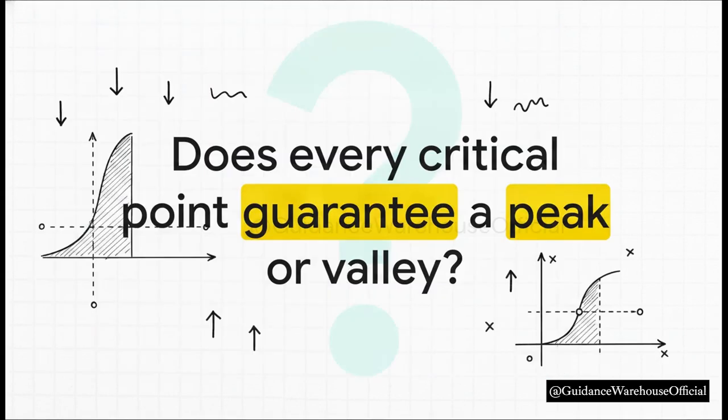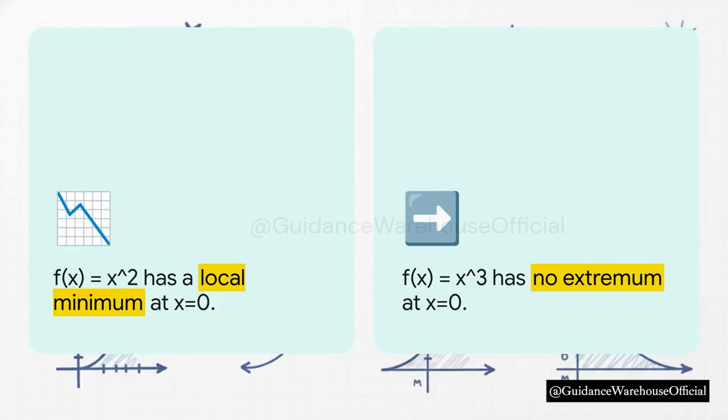Now, you might be wondering, does a critical point absolutely guarantee we've hit a local peak or a valley? Like, if the slope is 0, is it a 100% guaranteed maximum or minimum? Actually, no, it doesn't. And thinking about basic functions brilliantly illustrates why.